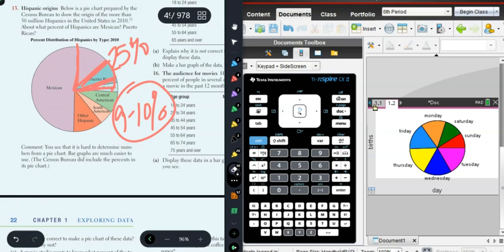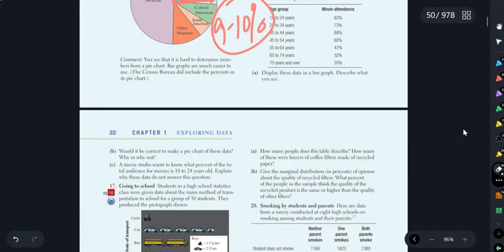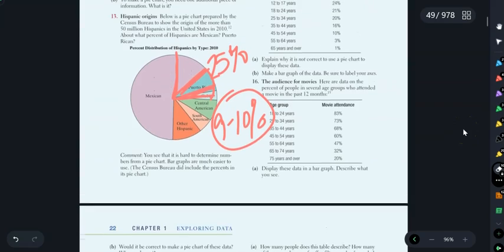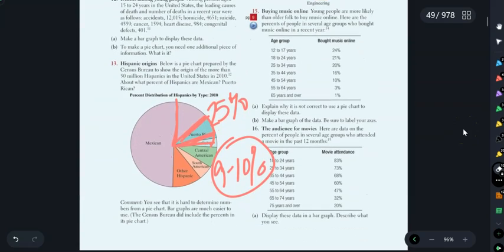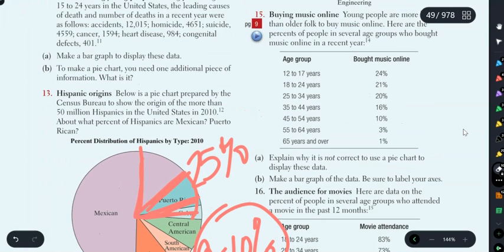Okay, so I'm going to go back to full screen here. We don't need the calculator right now. So let's move along and go down to number 15. That was the next one. So number 15 is over here, and I'll zoom in a little bit so we can see it. Buying music online, young people, whoops, sorry, the page marker's in the way.